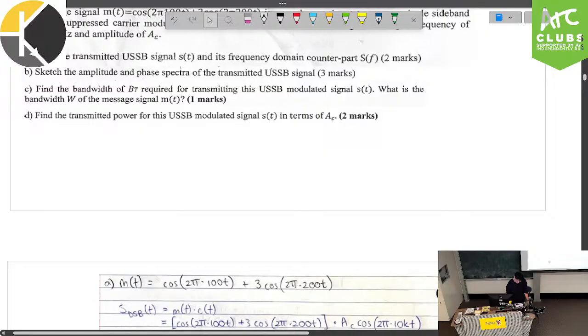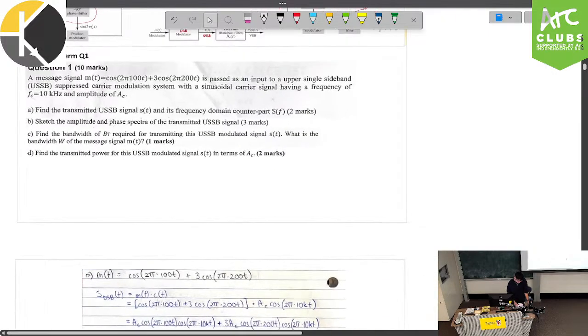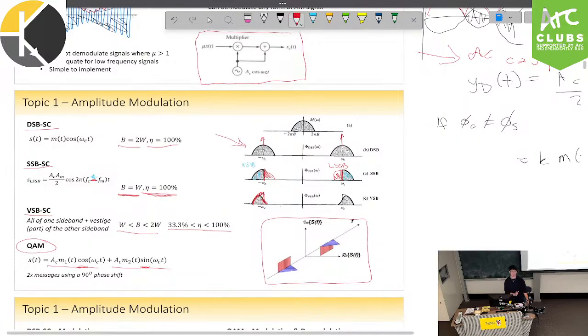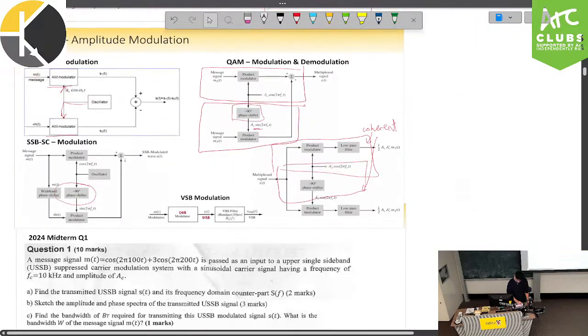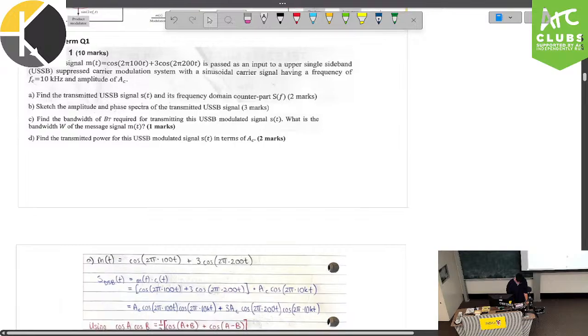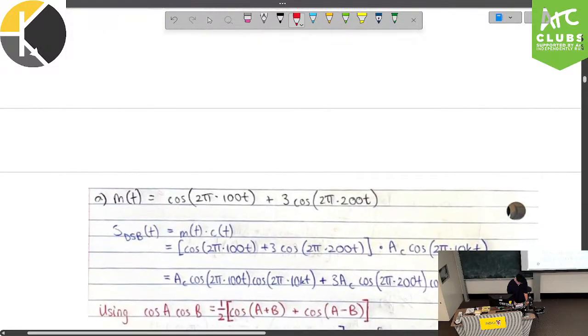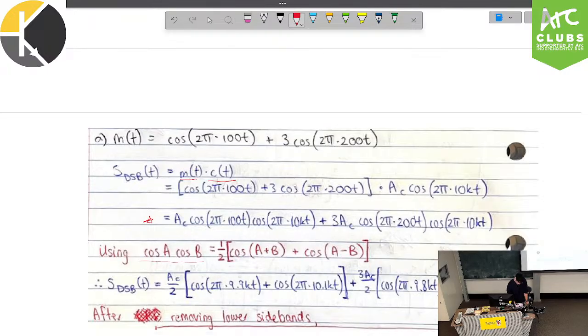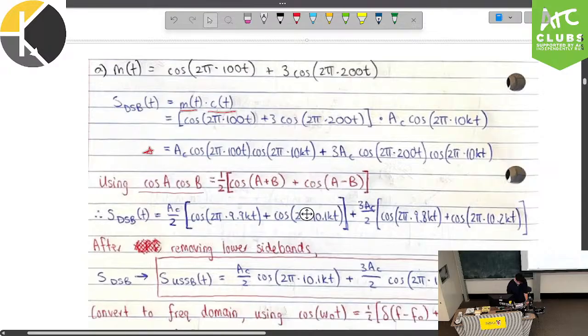So to find an upper single sideband, I think the easiest way to go about this would be first to find our DSB signal and then just to remove the half that we're not interested in, in this case the lower sideband. So to do this, if we recall, DSB is found by simply multiplying your message with your carrier. Expanding this out, we get this expression here. And then using this identity, cos A cos B, we will get a simplified expression for our DSB.